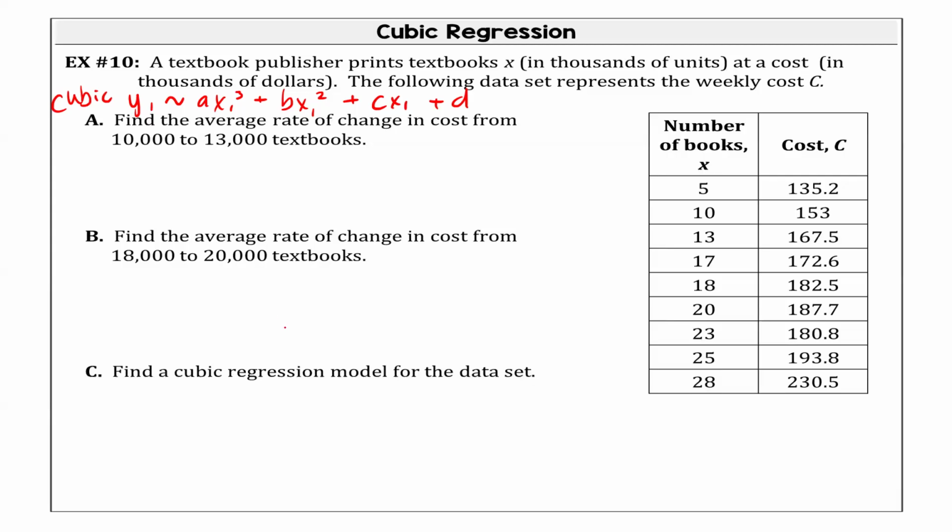So it's saying here, find the average rate of change in cost from 2,000 to 13,000 books. Okay, so from 10 to 13. So this is your X1, this is your X2, this is your Y1, this is your Y2. Can we calculate AROC? Remember, don't forget the basics. So AROC, we have 167.5 minus 153 divided by 13 minus 10.